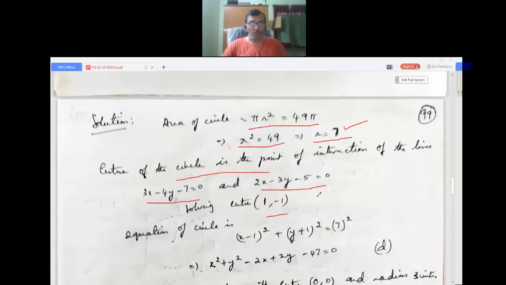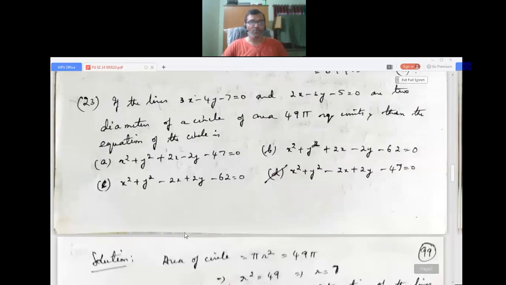So x minus 1 whole squared plus y minus k, so y minus of minus, y plus 1 whole squared is equal to r squared, 7 squared, 49. So expand: a squared plus b squared minus 2ab, x squared plus 1 minus 2x, plus a squared plus b squared plus 2ab, y squared plus 1 plus 2y is equal to 49. So take it to one side, you get x squared plus y squared minus 2x plus 2y minus 47 equals 0. That is nothing but the fourth option.